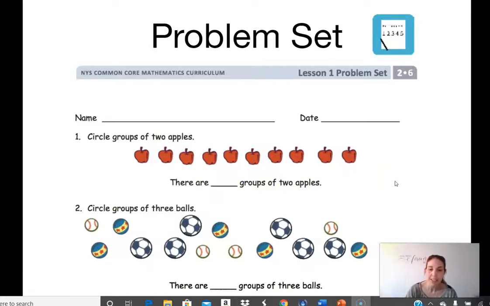And I look forward to seeing your pictures of what you used for your manipulatives today. And I also look forward to seeing how you guys do on your exit ticket. All right, I can't wait to see how you guys do. This is a really fun module, and I'm really excited to teach it to you guys.